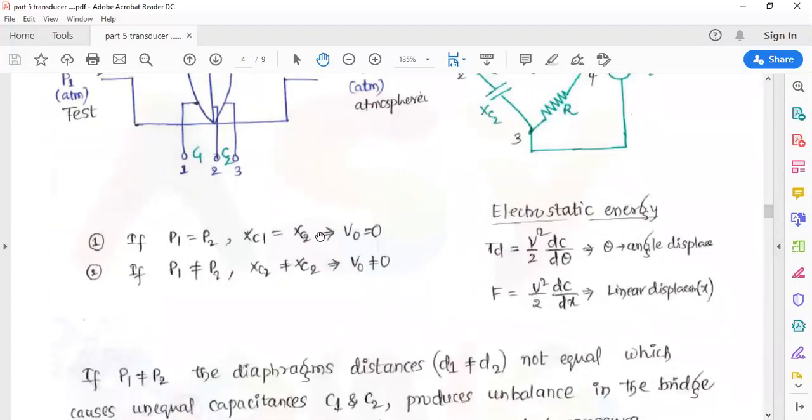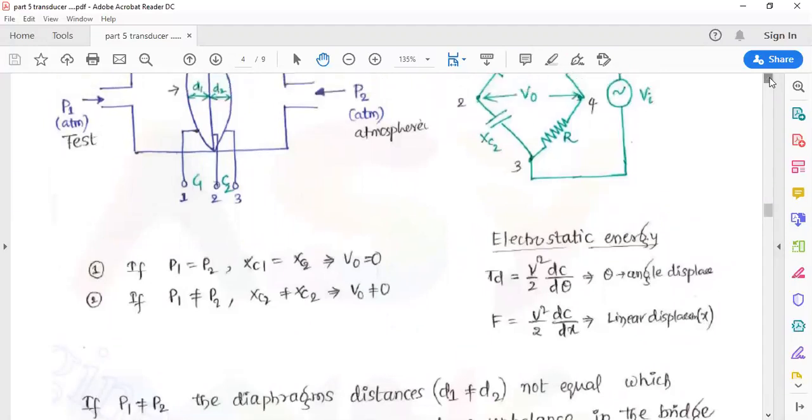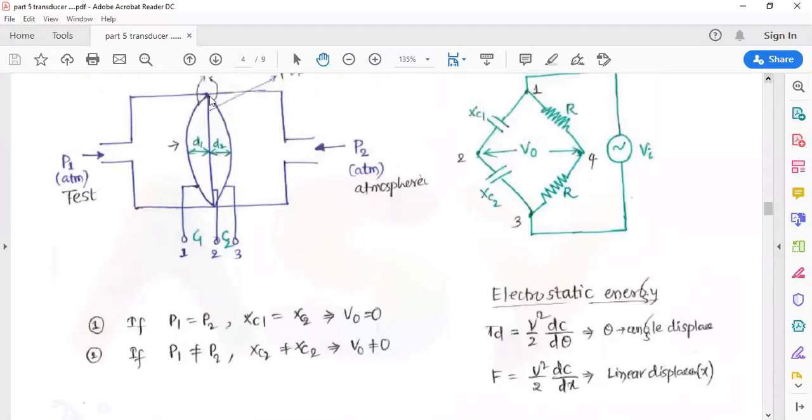If P1 is equal to P2, if both applied pressures are equal, then the position of the diaphragm will be like this, that is, in a straight line. Therefore the capacitance of C1 and the capacitance of C2 will be the same. As a result, the change in voltage will be 0, and we can say that P1 is equal to P2.